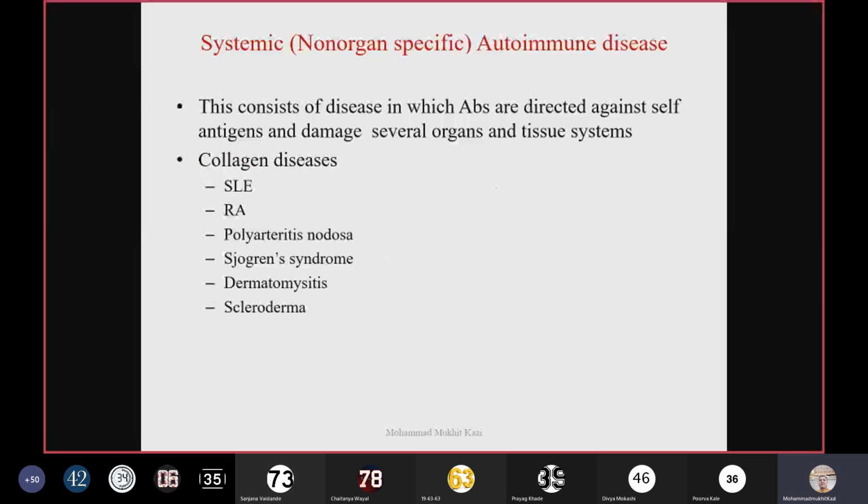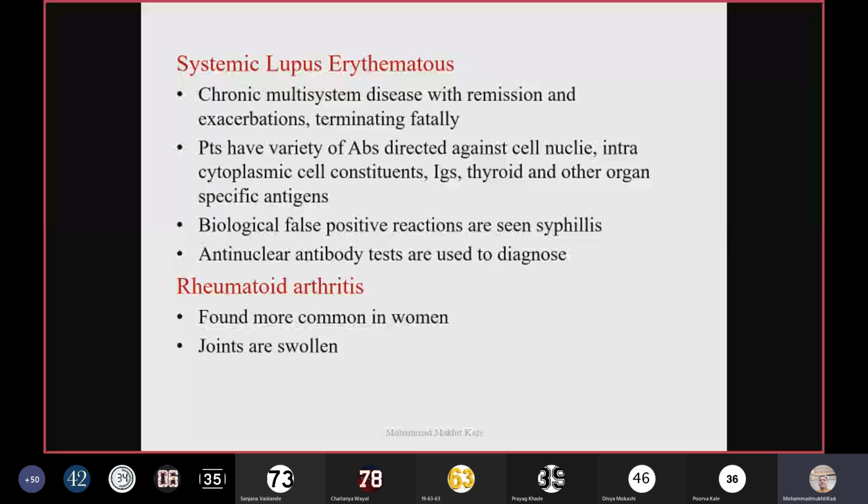Now coming to the systemic autoimmune diseases, these consist of diseases in which antibodies are directed against self-antigens and damage several organs and tissue systems. Collagen diseases, for example, as I have already told you: systemic lupus erythematosus, rheumatoid arthritis, polyarteritis nodosa, Sjogren syndrome, dermatomyositis, and scleroderma. These are the examples of the systemic diseases.